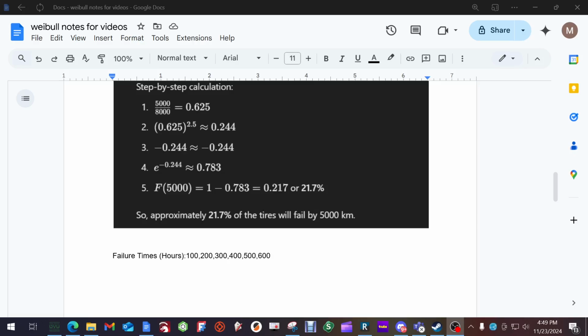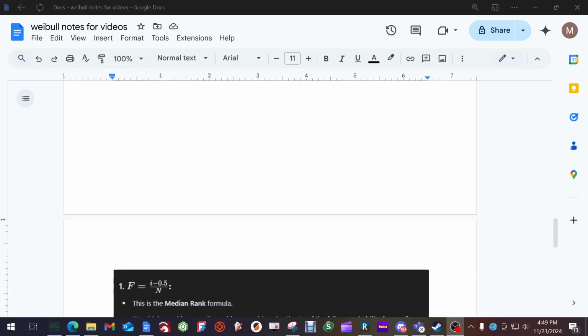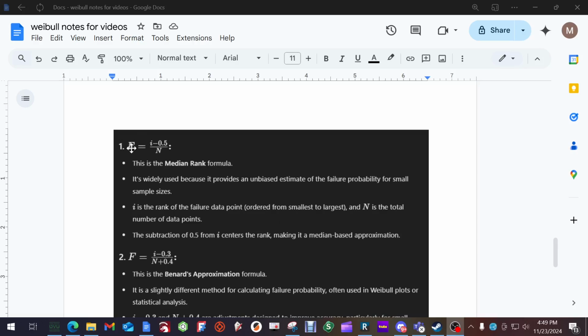In order to do that, we have to do something called ranking. And there's two different theories. There's Bernard's theory, and then I don't know the other dude's name, but they're both called median ranked theories. So let's go over those real quick. Your failure probability, F, is equal to (i - 0.5) / N, where N is the total number of samples. For example, we have 6 light bulb samples. i is the ranked value, not the failure time like 200 hours. 200 hours is a rank 2 in the data.